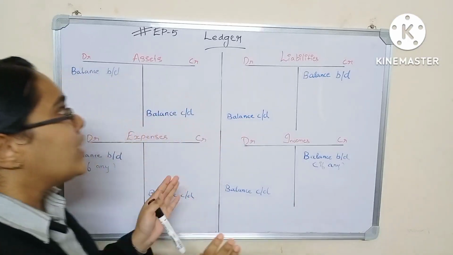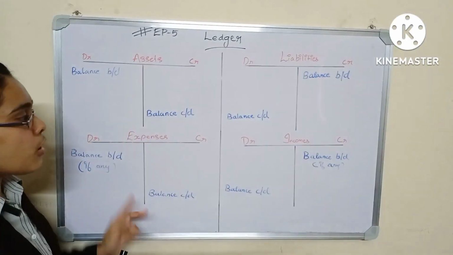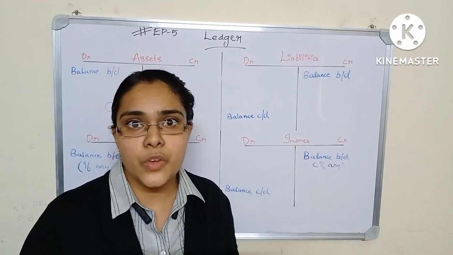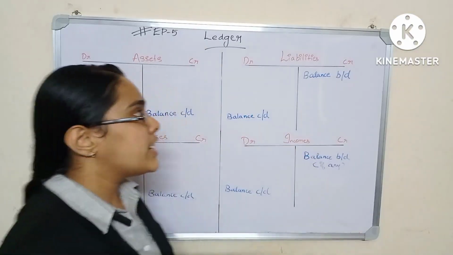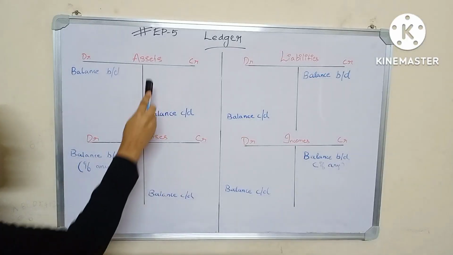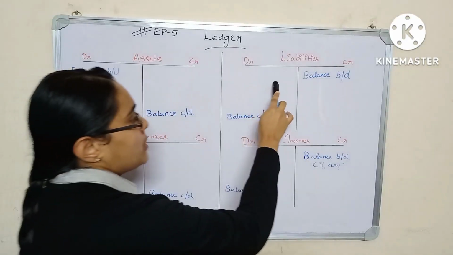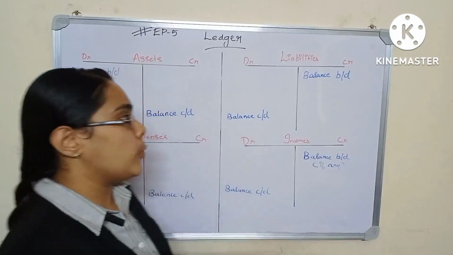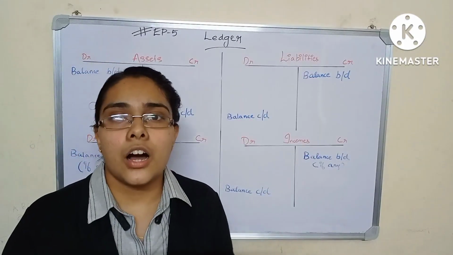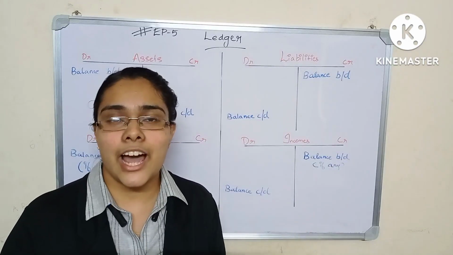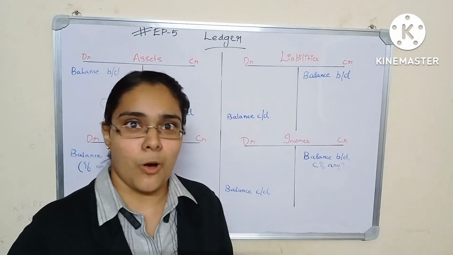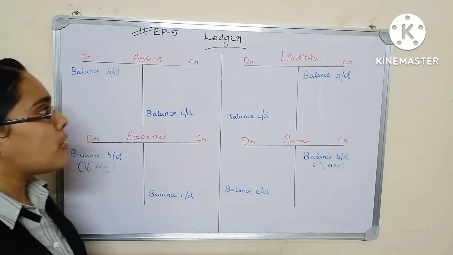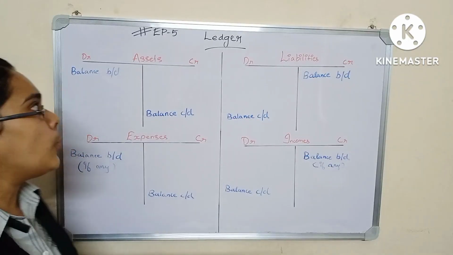Here I have drawn four major accounts. If you have watched the previous videos, you will understand. I have already discussed assets, expenses, liabilities, and incomes in my second video. If you have not watched it, you can go and watch that. I'll be providing the link in my description box. I'll just give a quick recap of what we have seen in that video.